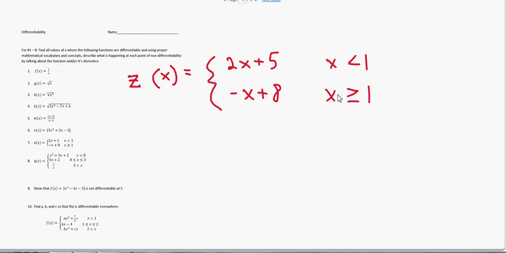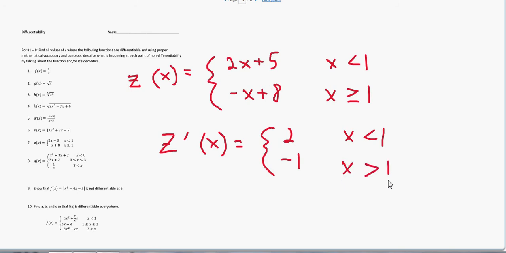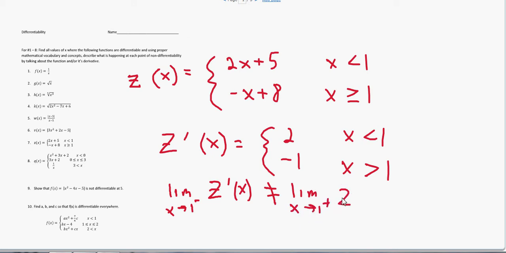Now it's continuous, so now we got to wonder: is the derivative the same from the left and right? So we're going to derive it, and that's going to give us 2 and negative 1 when x is less than 1 and x is greater than 1. And you cannot put an equal bar here until you check and make sure they're the same number. And right away you can see they're not the same number. On the left-hand side it's 2, on the right-hand side it's negative 1. So essentially what's happening is the limit as x goes to 1 from below of z prime is not equaling the limit as x goes to 1 from above of z prime.